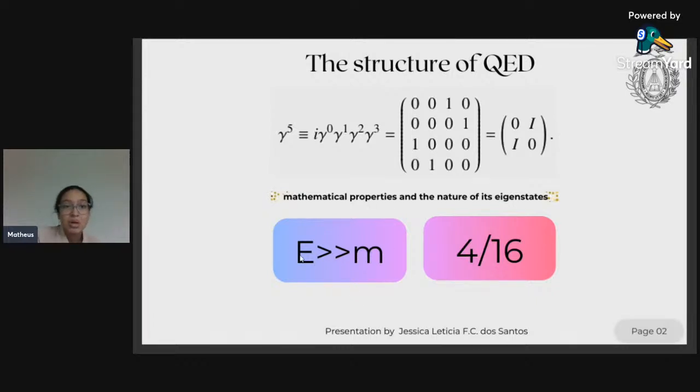Here we have the ultra-relativistic limit, when energy is much larger than mass, for example a massless particle. And we have the fact that 4 out of 16 matrices of the Dirac equation are not null. They give non-zero values, which reveals something about the structure of QED. So this reveals that QED is chiral, but is it really chiral, and is it always chiral?